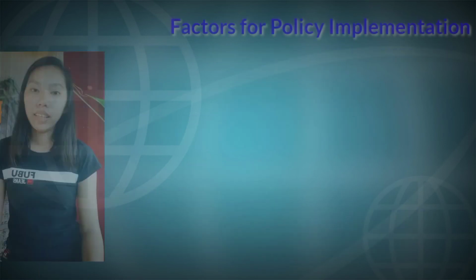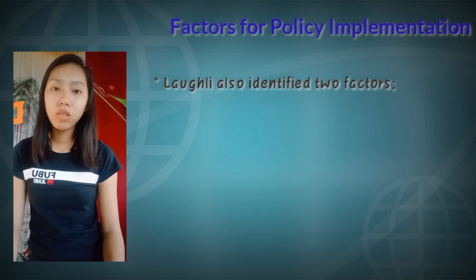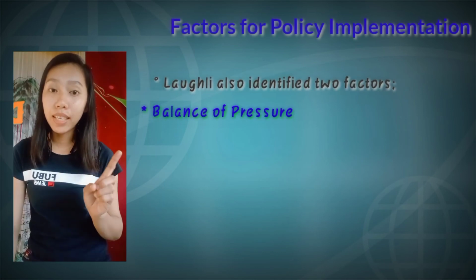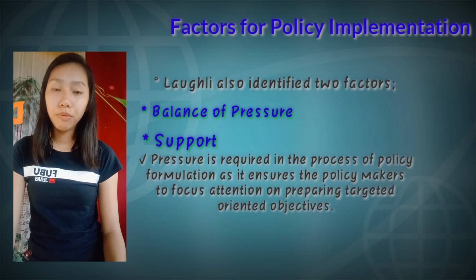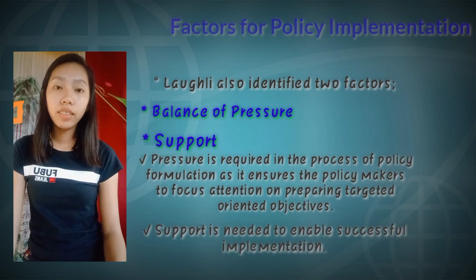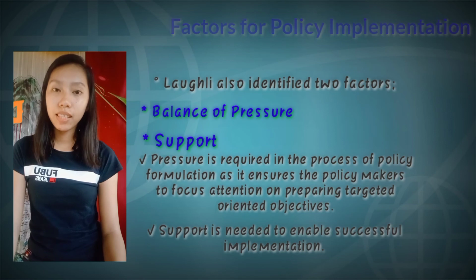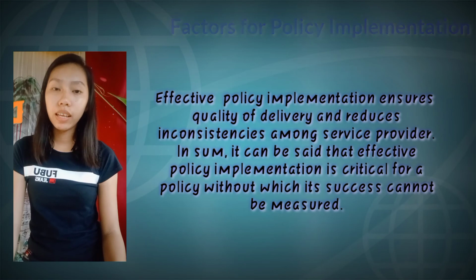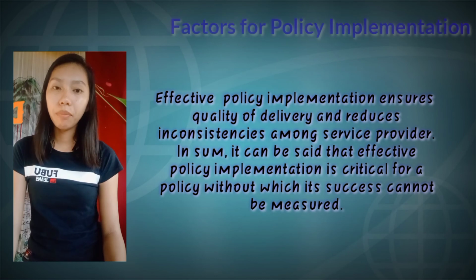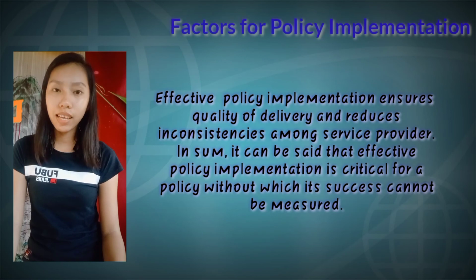In addition to these factors, Loftley also identified 2 factors, that is, balance of pressure and support. First, pressure is required in the process of policy formulation as it ensures the policymakers focus attention on preparing targeted-oriented objectives. Second, support is needed to enable successful implementation. Effective policy implementation ensures quality of delivery and reduces inconsistencies among service providers. In sum, it can be said that policy implementation is critical for a policy without which its success cannot be measured.